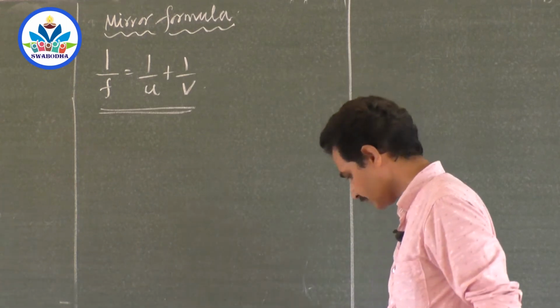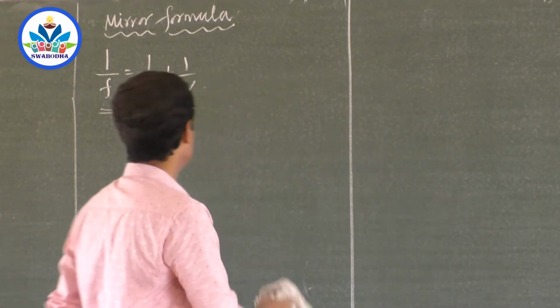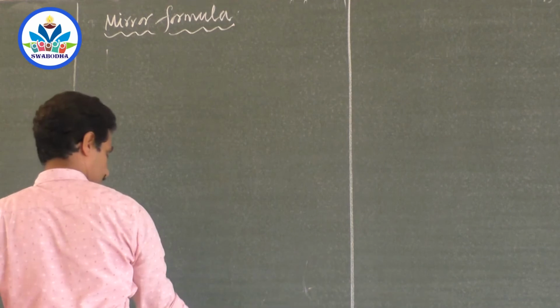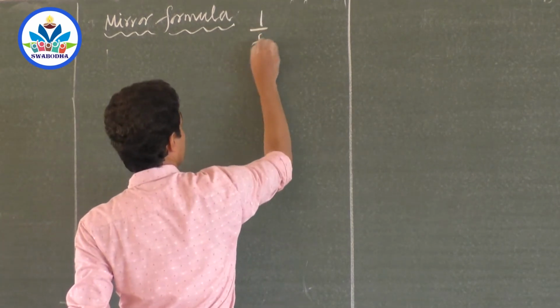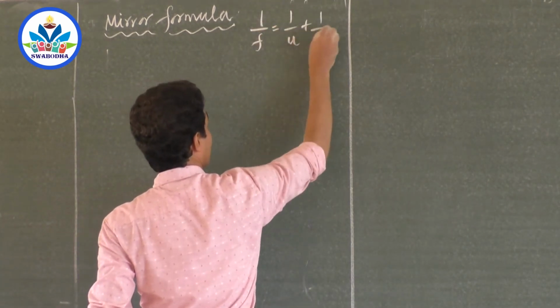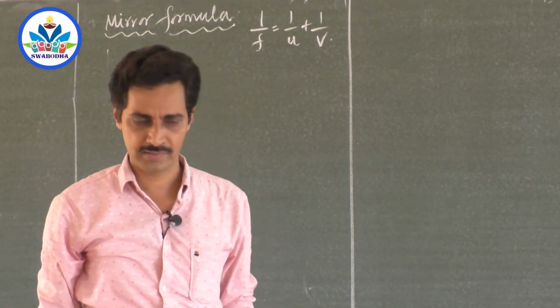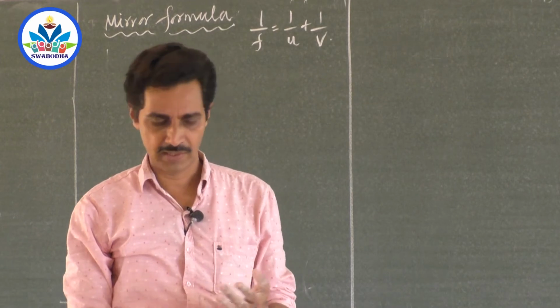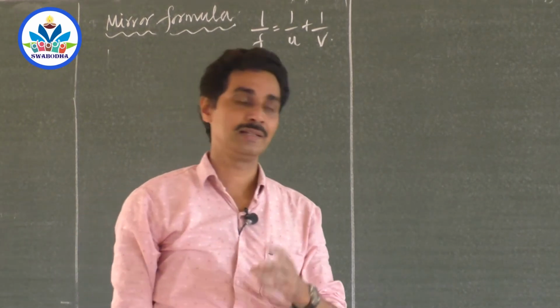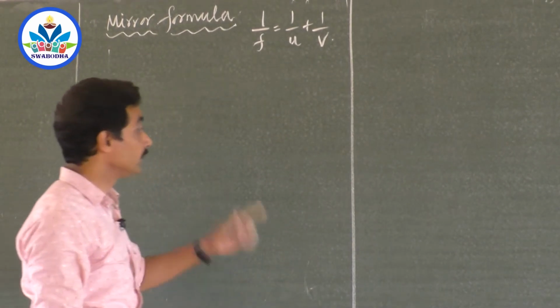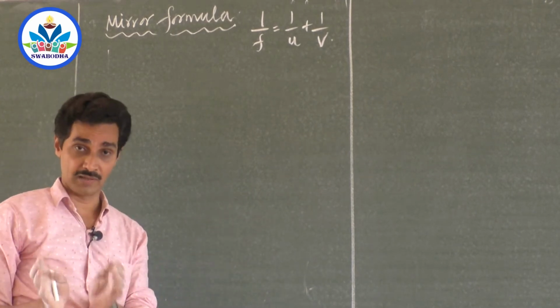Okay, now if this is the formula that we are in need of, we will take a particular case in a concave mirror. We will take the help of a concave mirror. Again, this mirror formula holds good for all types of mirrors, and you can derive it using a convex mirror, you can derive it using a concave mirror, and it is applicable everywhere. But we will take the help of a concave mirror now.